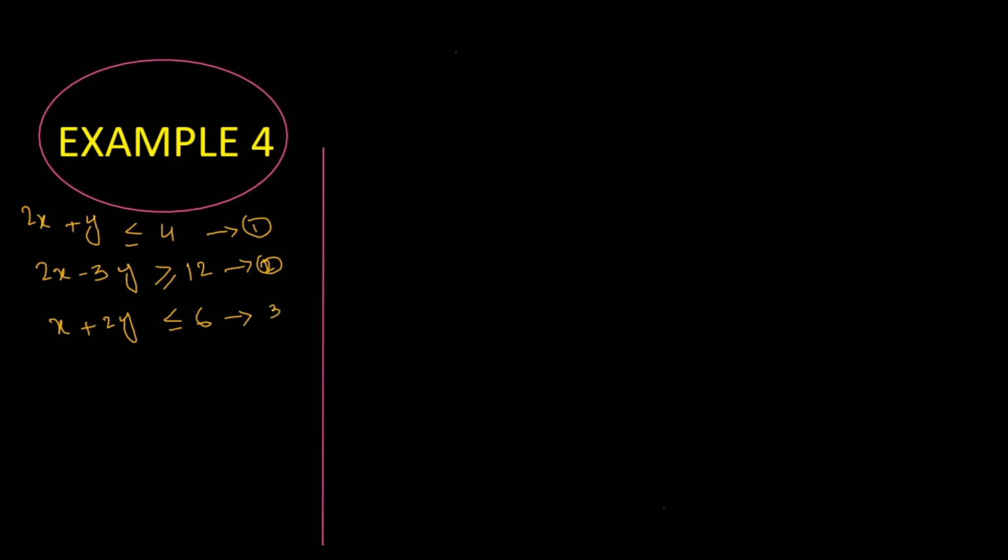Now we will take another example. The statement of the example is: 2x plus y is less than or equal to 4, and 2x minus 3y is greater than or equal to 12, and x plus 2y is less than or equal to 6. Let us name these inequalities: this is 1, this is 2, and this is 3.